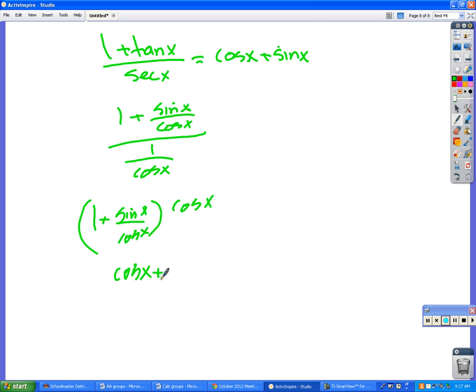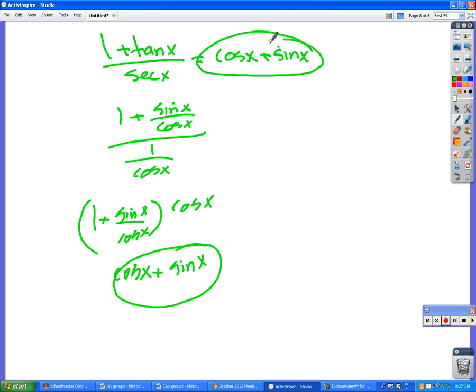Plus sine of x divided by cosine x times cosine of x is sine of x. And guess what? They're the same. Okay? Sine of x over cosine of x. That's a C.